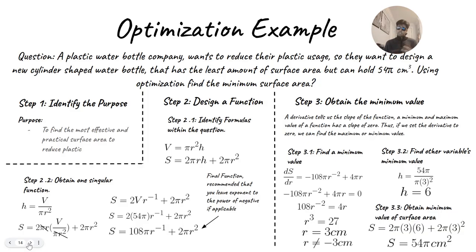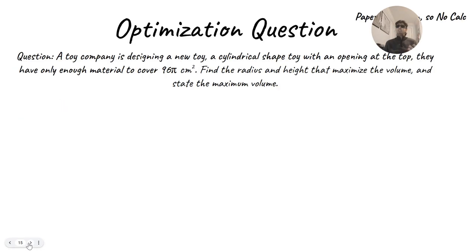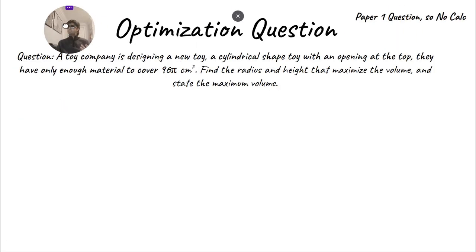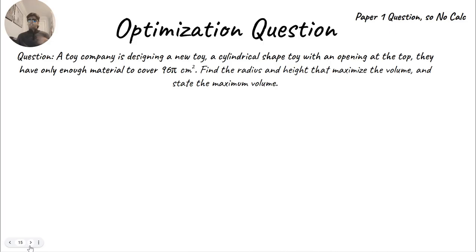Alright, this may seem simple enough. Now, it's your turn. Try out this question yourself. A toy company is designing a new toy, a cylindrical shaped toy with an opening at the top. They have only enough material to cover 96 pi centimeters squared. Find the radius and the height that maximize the volume and state the maximum volume.